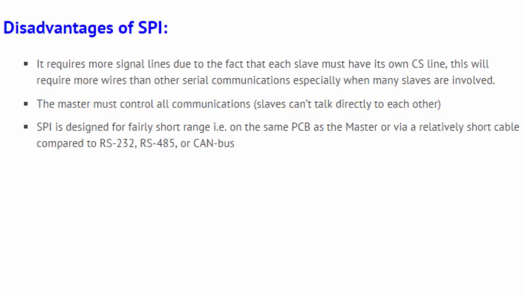And lastly, SPI is designed for fairly short range. So you can use SPI when devices are on the same PC board as the master or connected via a relatively short cable, compared to RS-232, which can go to several meters. RS-485, which can even reach 1,000 meters, is also short range compared to CAN bus.